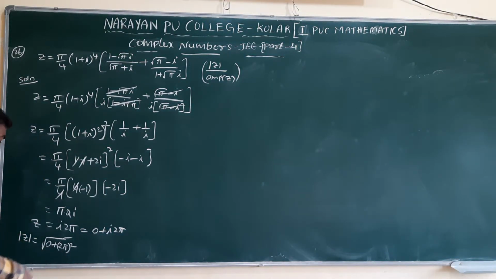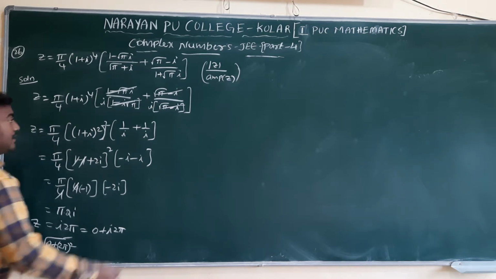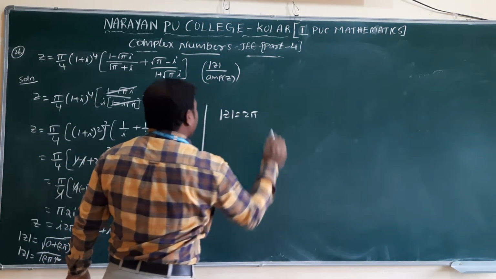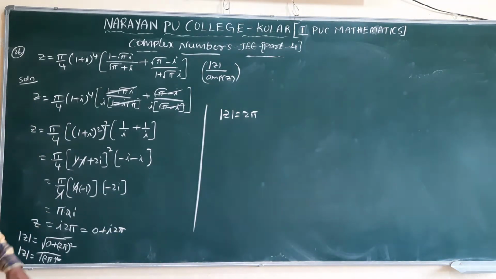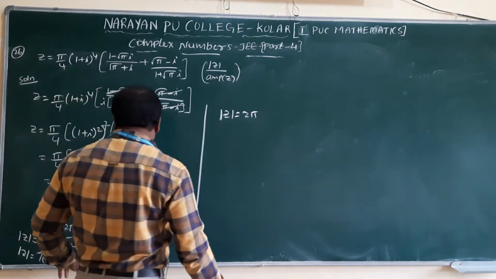So here what do we get? Modulus of z is equal to square root of 2 pi whole square. The square root gets cancelled, remaining, what do we get here? Mod z is equal to 2 pi. Then here we have to find the amplitude of z. Amplitude is nothing but the argument of z. So for the argument of z we have to find the theta value first.